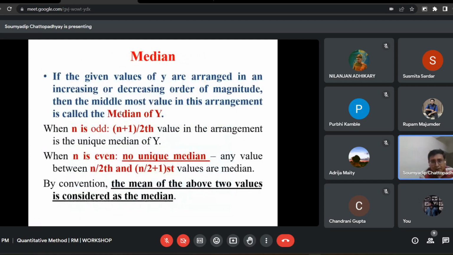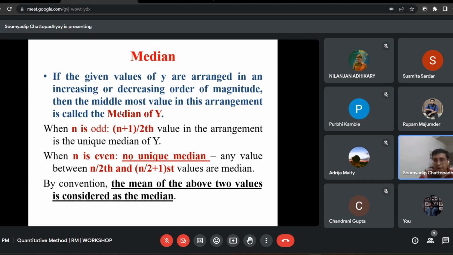Now, what is the median then? To calculate the median, you have to arrange y in either increasing or decreasing order of magnitude, and then find the middlemost value in that arrangement, which is called the median of y. This calculation of the middlemost value is a bit tricky, in the sense that your n may be odd or even. If your n is odd, then the (n+1)/2-th value in the arrangement is the unique median of y. And if your n is even, then there is no unique median.